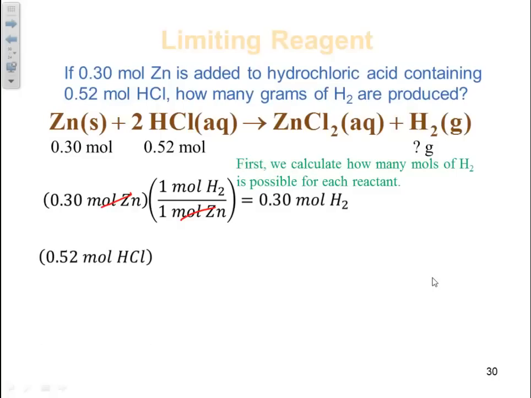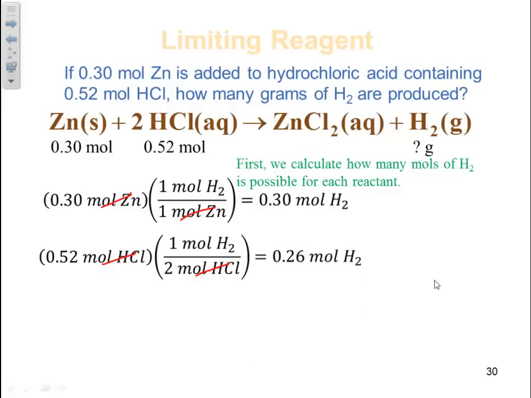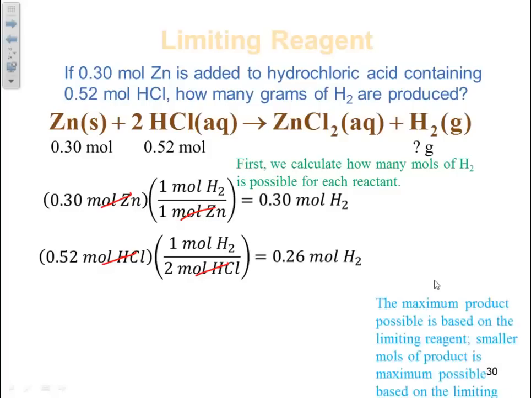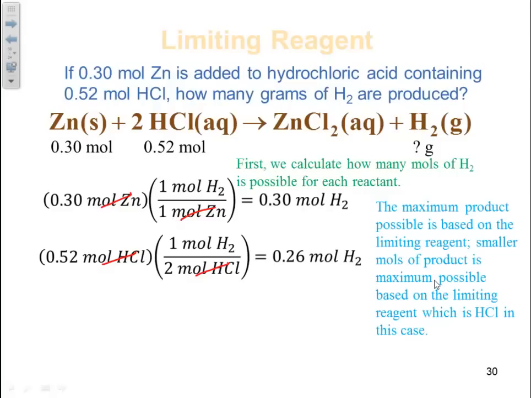I can do the same thing for the HCl. I know there's 1 mole of H2 to every 2 moles of HCl from the balanced equation. Once again, my moles of HCl cancel. And that tells me I have 0.26 moles of H2 possible of being produced. Notice 0.26 is smaller than 0.30, so this indicates that HCl is my limiting reagent, and that is the value I'm going to have to use to calculate the mass of H2. The maximum product possible is based on the limiting reagent. The smaller moles of product is the maximum possible based on the limiting reagent, which in this case is HCl.